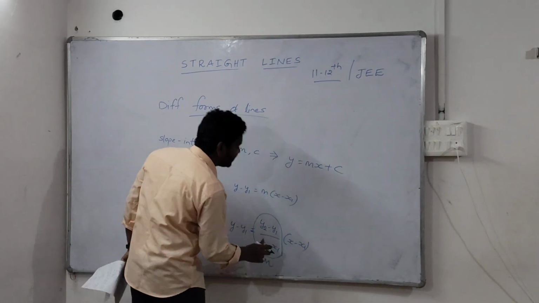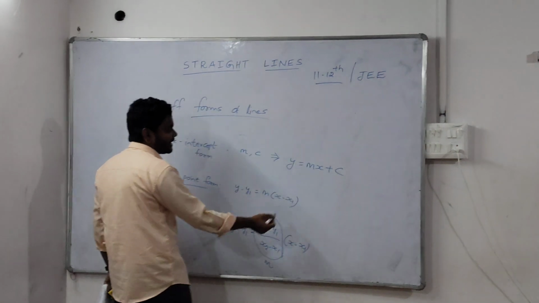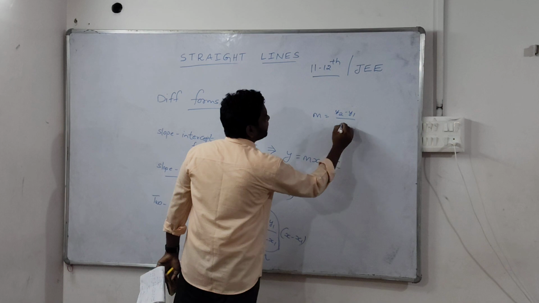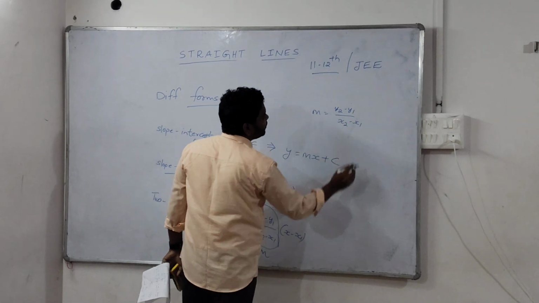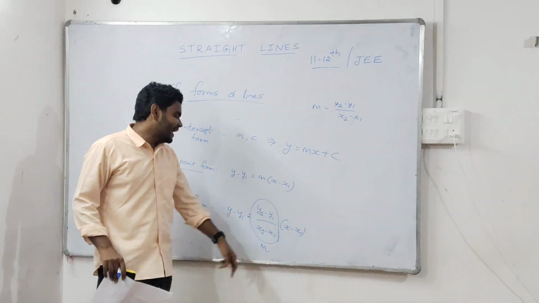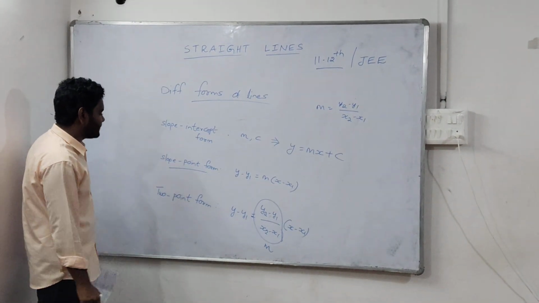We have just replaced m with this slope, m equal to y2 minus y1 by x2 minus x1. When two points are given, the slope is m equal to y2 minus y1 by x2 minus x1, and there we replace m with x minus x1. Okay. These are the different forms of lines.